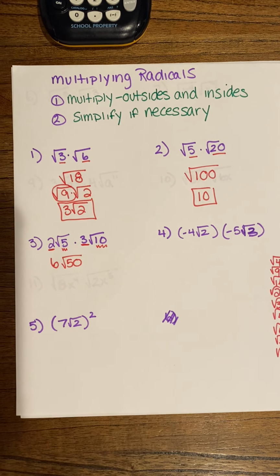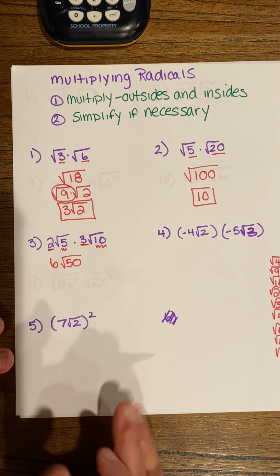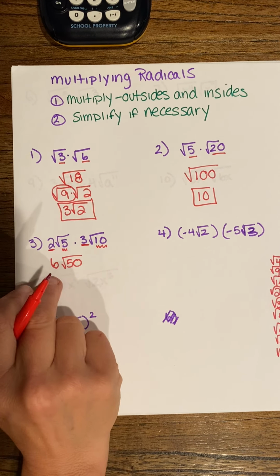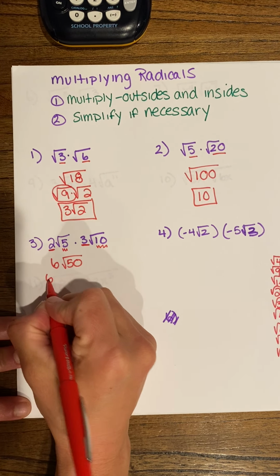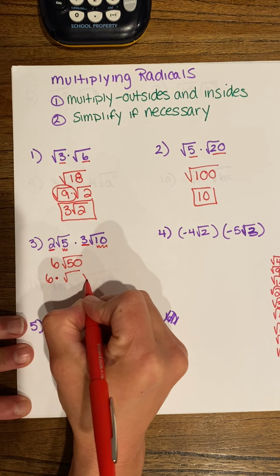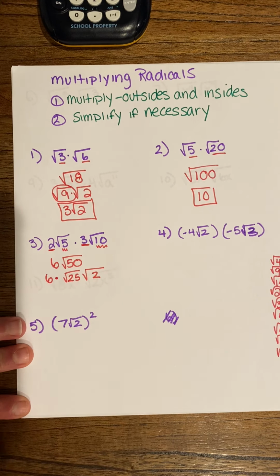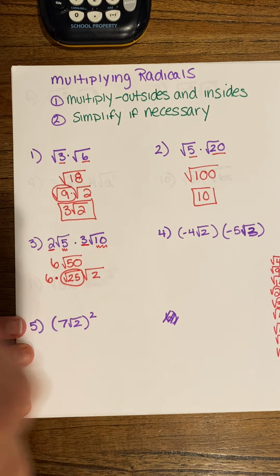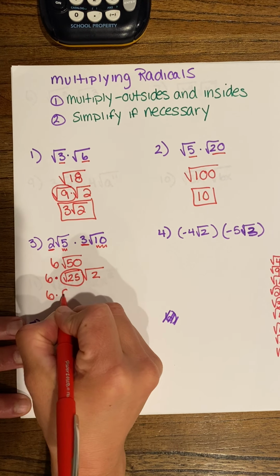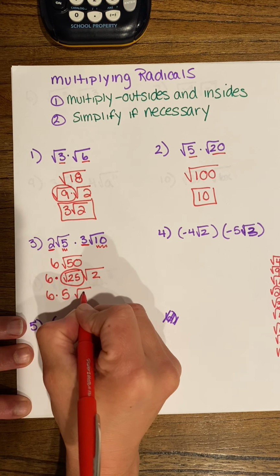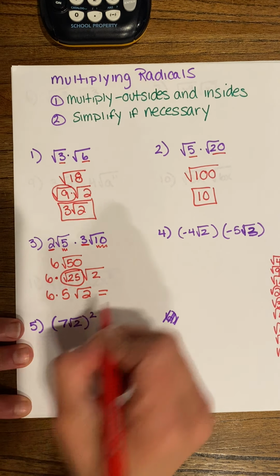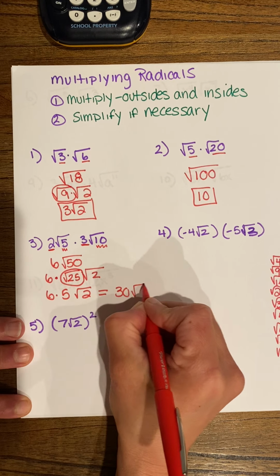Again, I am not done because 50 is something that can be broken down. Remember, if there is a number on the outside, we just bring it down with multiplication. 50 can be broken up into 25 times 2. 25 can be simplified to 5. So I end up with 6 times 5 times rad 2. Final answer, 30 rad 2.